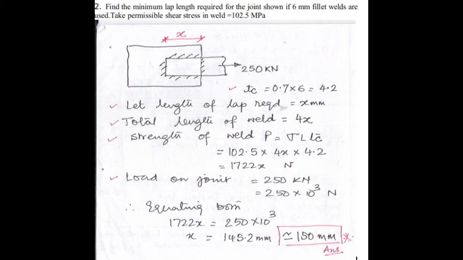Now as you see from the diagram in the question, the load on the joint is given as 250 kilonewton. Let us convert it into Newton: 250 into 10 cube Newton. Now equating the load on the joint and the strength of the weld, we get the value of x as 145.2 millimeter, which we can approximate as 150 millimeter.